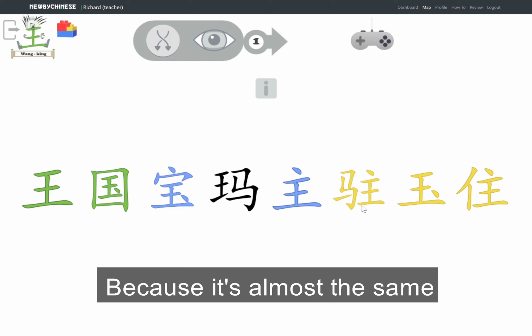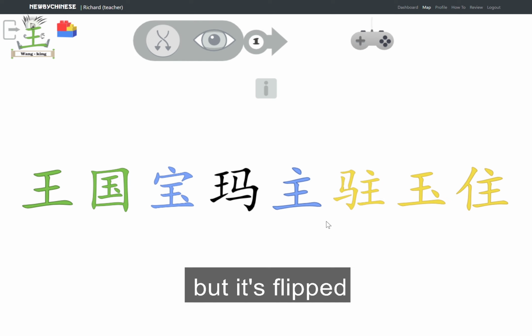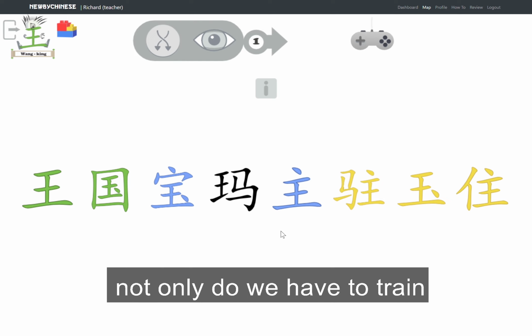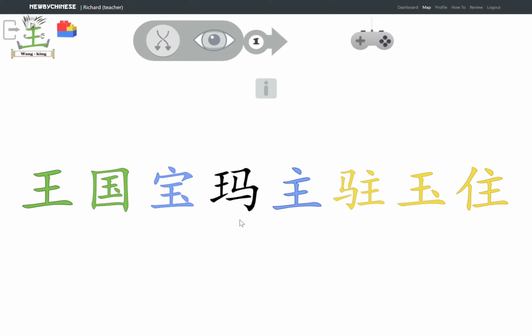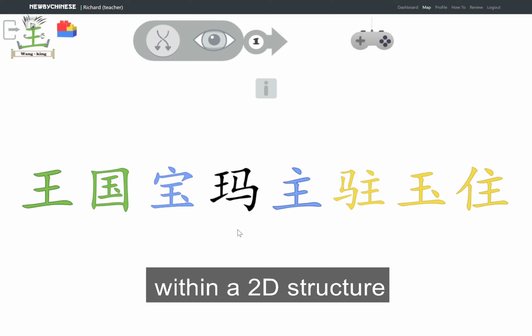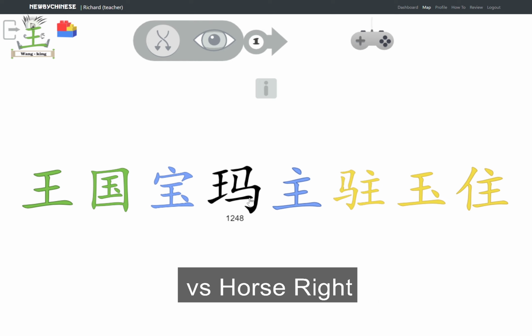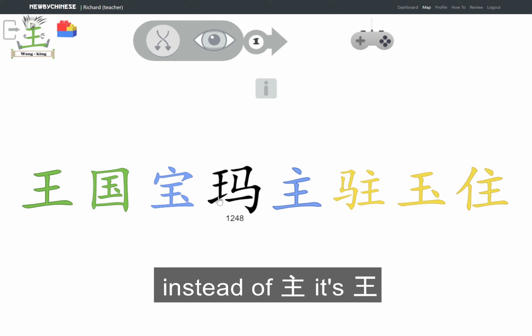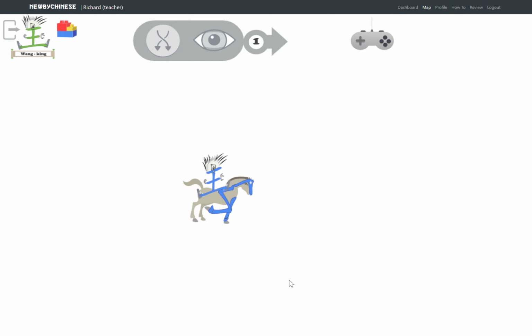Well, because it's almost the same as Zhu. Ma. But it's flipped. So not only do we have to train them to read recyclable visual building blocks. We also have to train them to memorize their location within a 2D structure. So here it's horse on the left and it's owner on the right. And all of a sudden, horse is on the right. It's not owner, it's king, the original king on the left. First syllable of Mary or Maria.